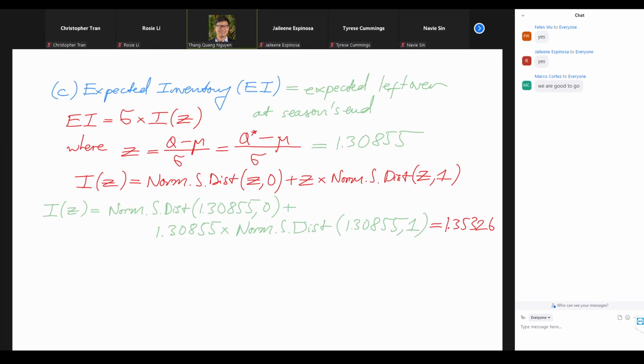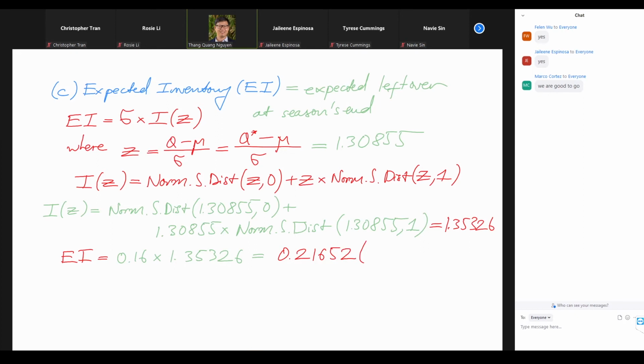All right, so next we have the expected leftover, EI, as the following. Remember, it is sigma times IZ. So you take 0.16, given by the question, which is the standard deviation of the demand, and then you multiply with that 1.35326, the IZ value that we just got earlier. Then the answer will be 0.21652.